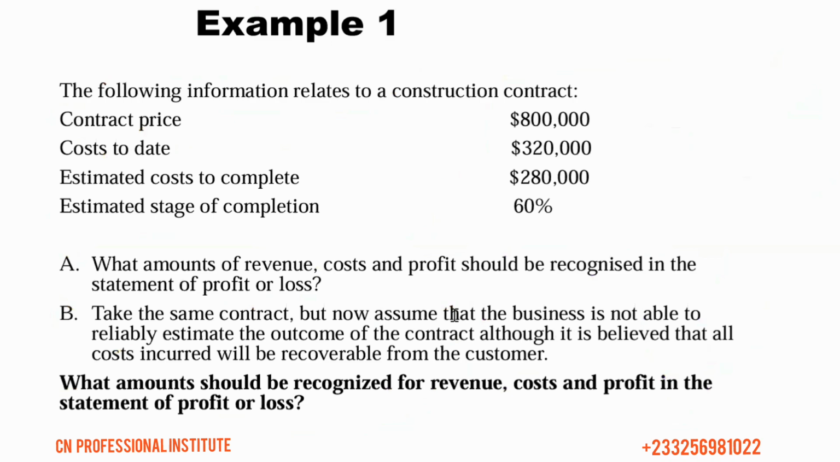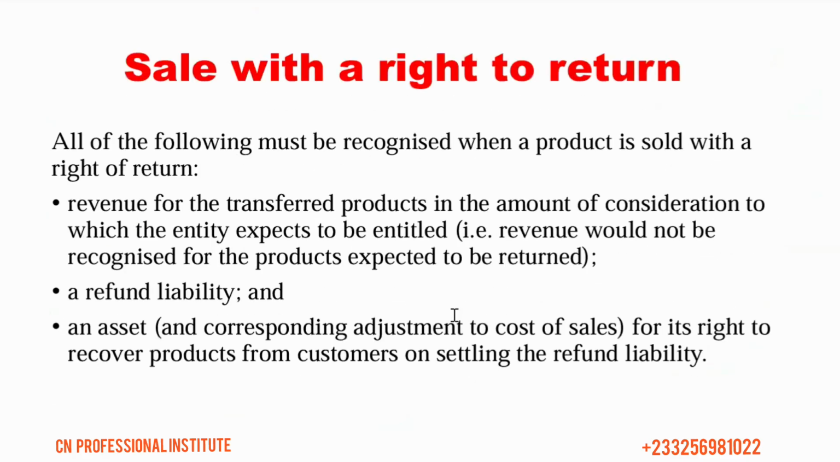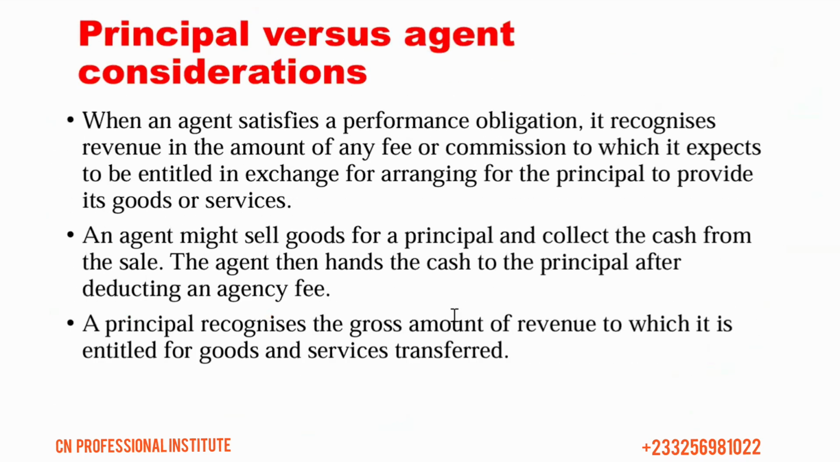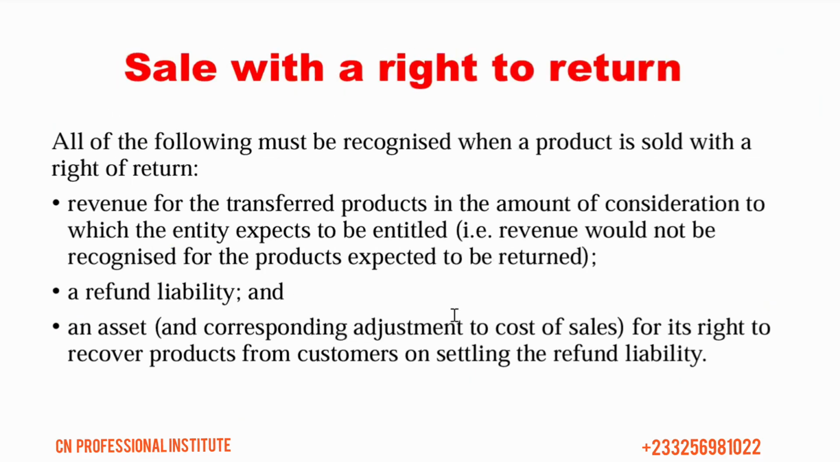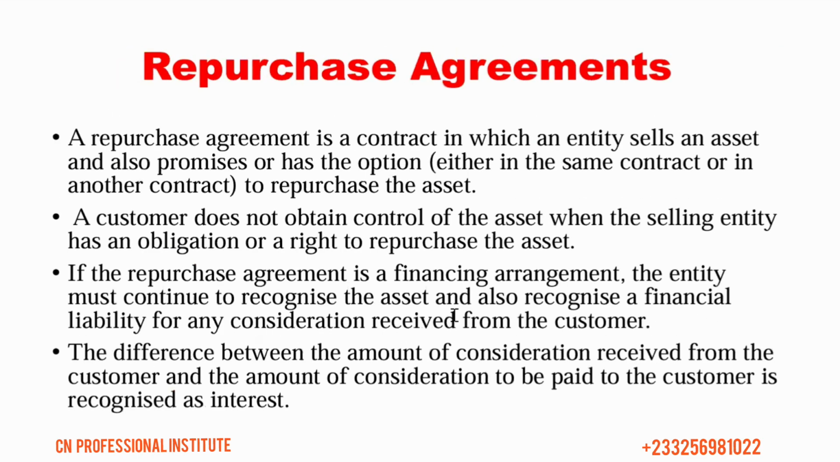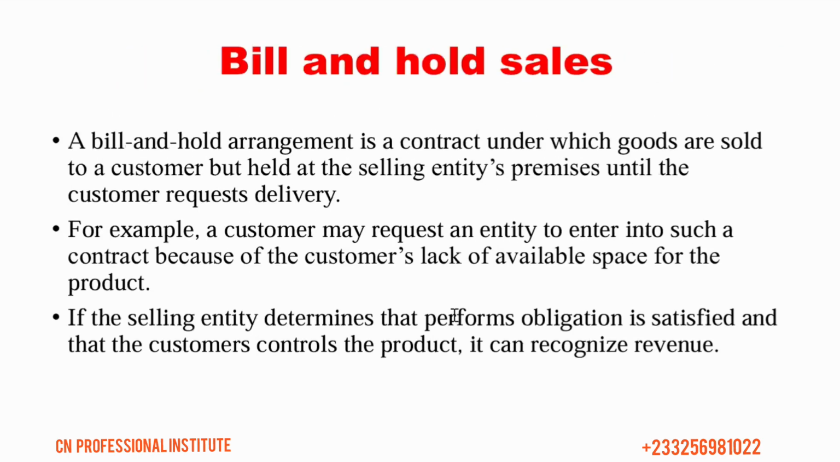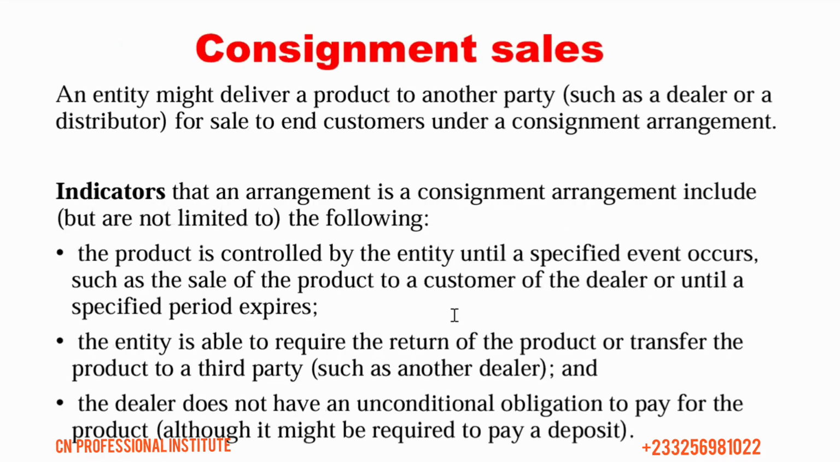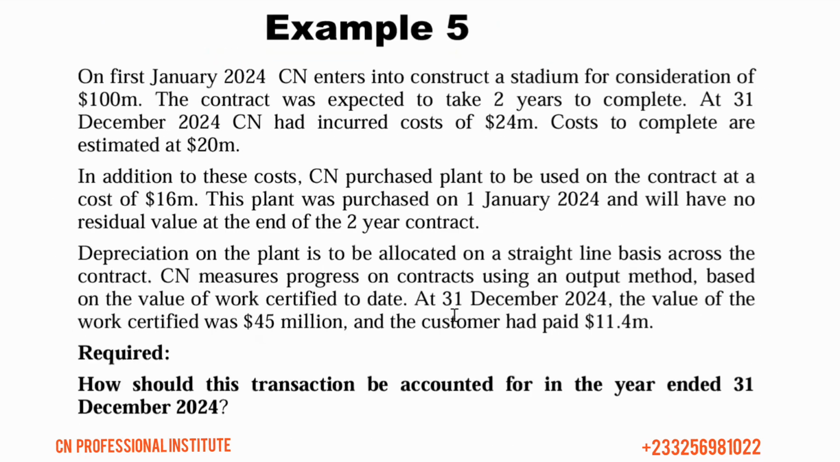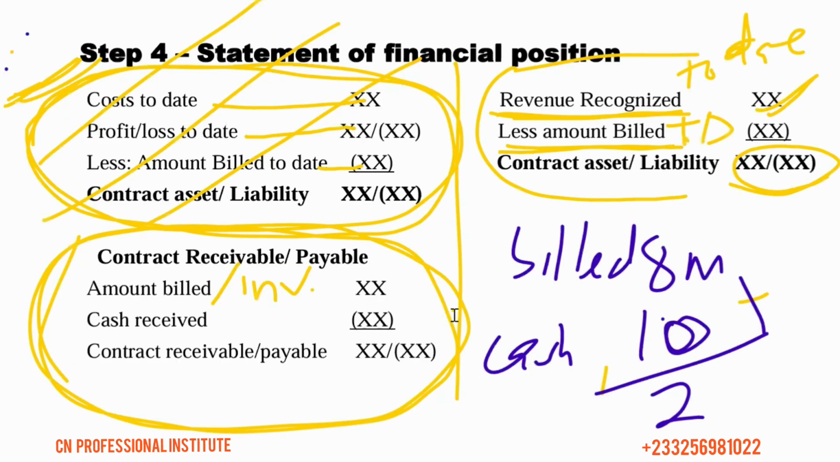In the next video, we'll go through 4 examples, and we have other items to cover. We have principal versus agents, sale with right to return, repurchase agreement, bill and hold, and we have consignment inventory, consignment sales, right? So let's pause here and continue in the next video.